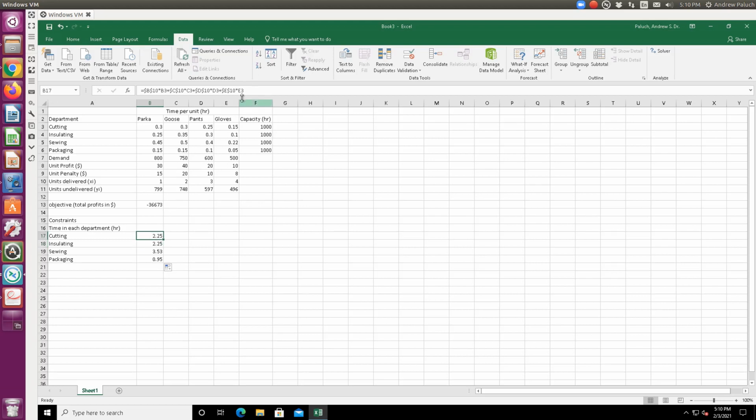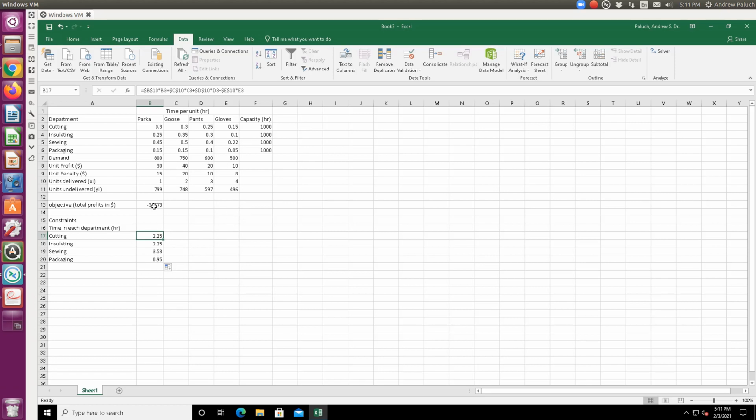As we've mentioned before, I could subtract the capacity from this expression so that my constraint would be less than or equal to 0, but it really doesn't matter. It's just a matter of preference. So I'll just keep it as is. One thing that's nice about doing it this way is it makes physical sense, right? It's easy to see this is the time in each department required to produce those units. And then when we add our constraints in Solver, we can specify what the capacity is rather than subtracting it.